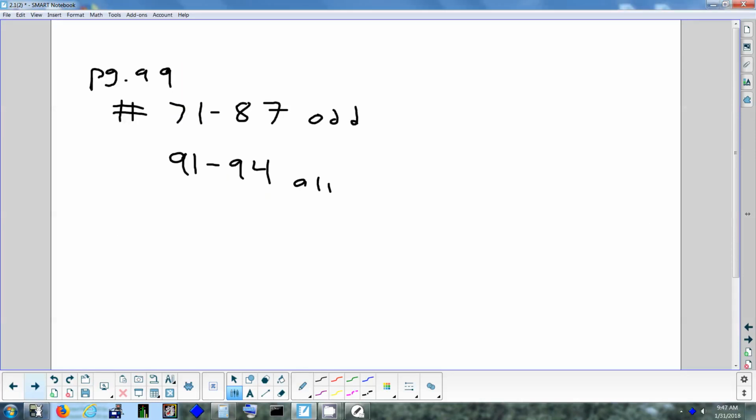All right, so homework, it's on page 99. 71 to 87, just the odds. 91 to 94, odd. Tomorrow I will be after school for extra help. On Friday we have our first test on section 1.1, that's the distance and midpoint, and then everything we've done so far this week, and the last part of section 2.1, which we'll do tomorrow.